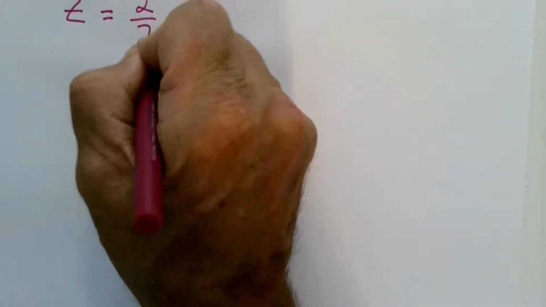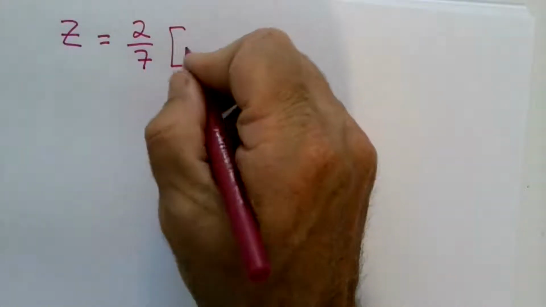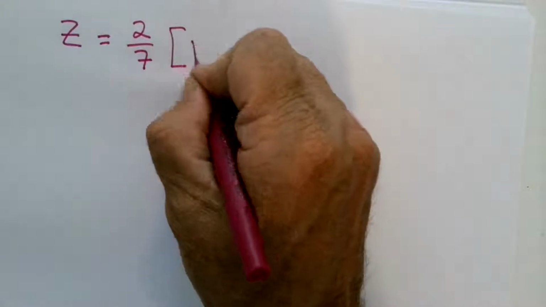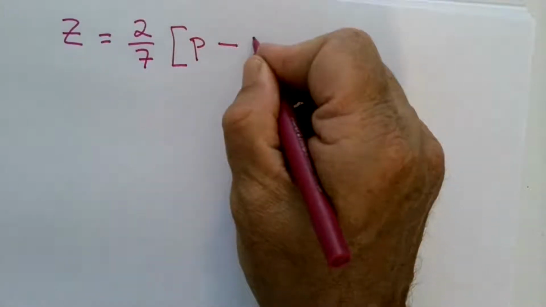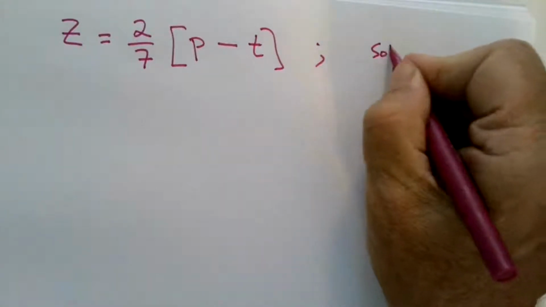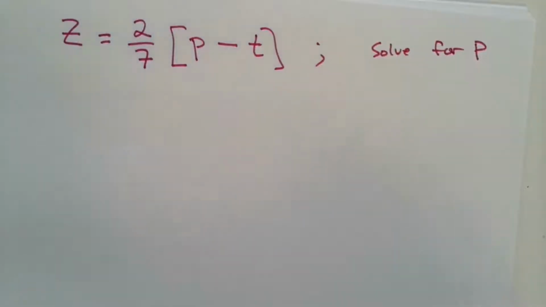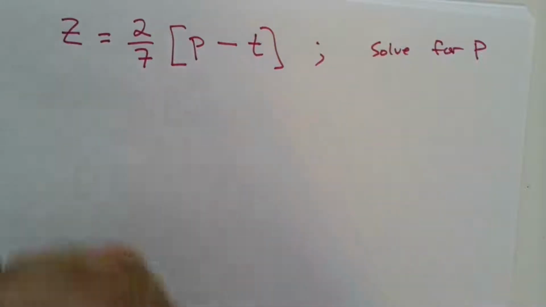So let's take a look at Z equals 2/7 of P minus T. And this time we want to solve for P. So I'm going to give the same suggestion as the last problem, namely the denominator is 7. I'm going to multiply both sides by 7.